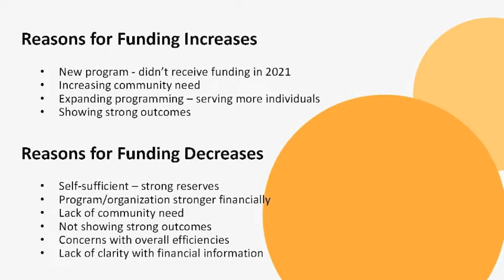Moving towards self-sufficiency or having strong reserves is one of those. Sometimes it's our volunteers who look at their financials and identify that. In other cases, the agency may come to us and say, we're in a good, strong financial position, and we either don't need United Way funding for the next year, or we need less funding.